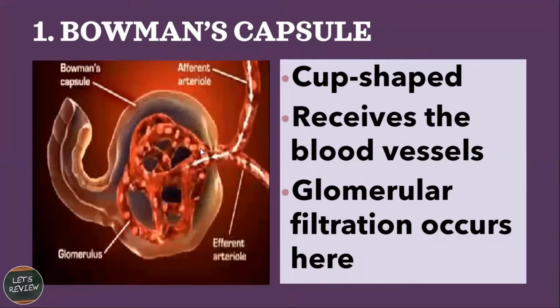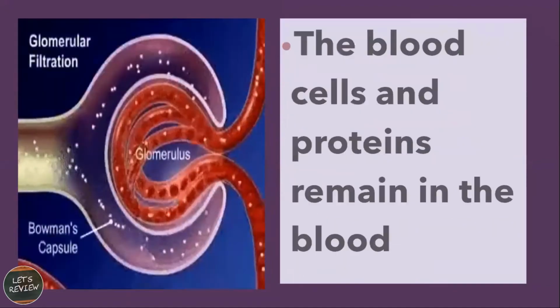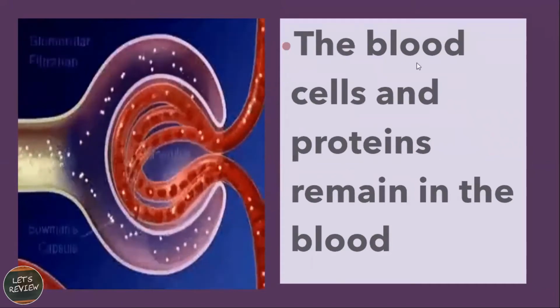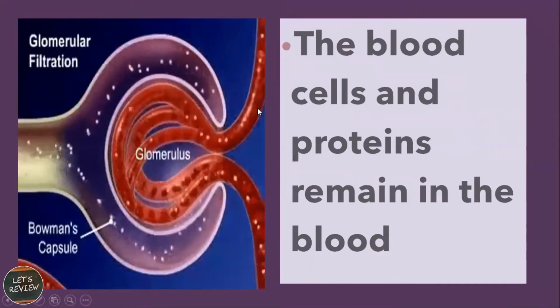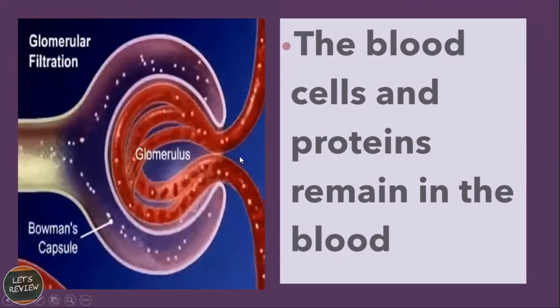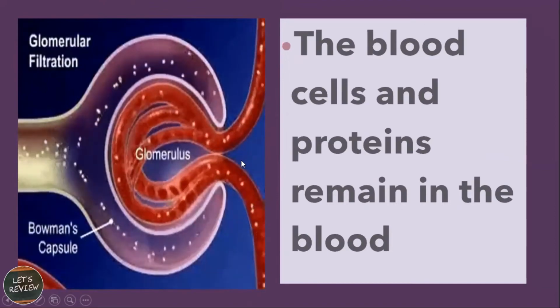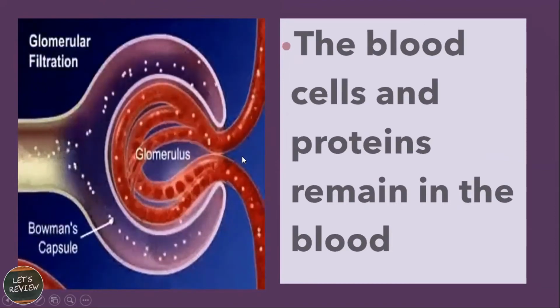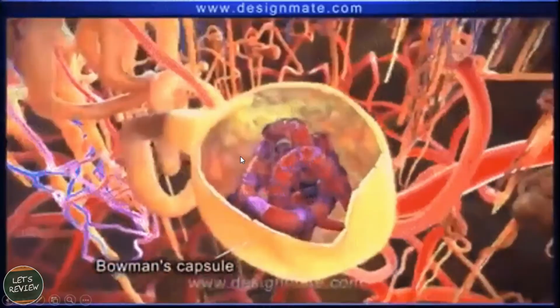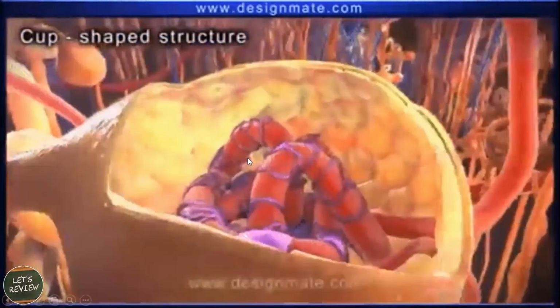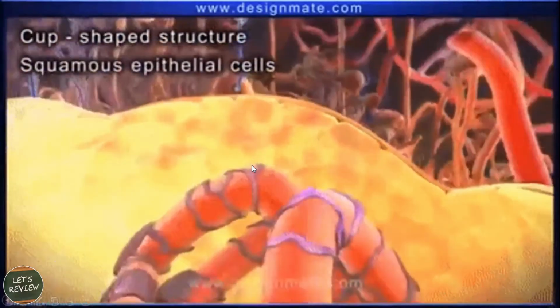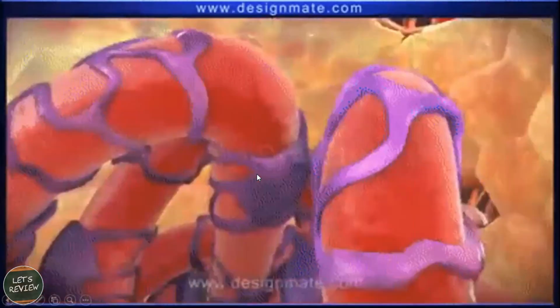It is cup shaped and it is the one that receives the blood from the blood vessel. This is where the glomerular filtration occurs. So the blood cells and the protein will remain in the blood, and the excess materials that are not needed anymore by the body will now pass through another part of the nephrons. So this is what it looks like, the Bowman's capsule, and how it works in filtering the blood coming from the blood vessels.